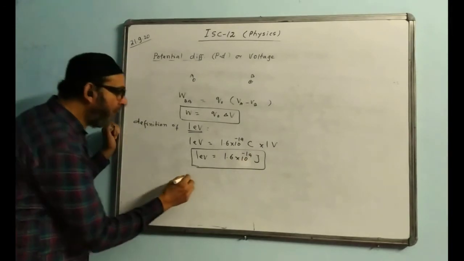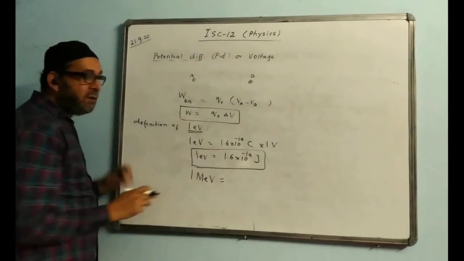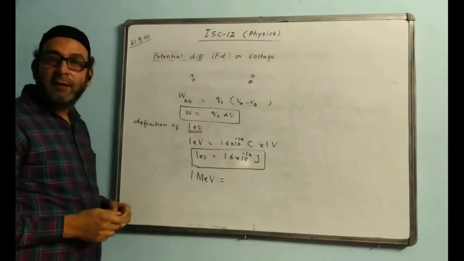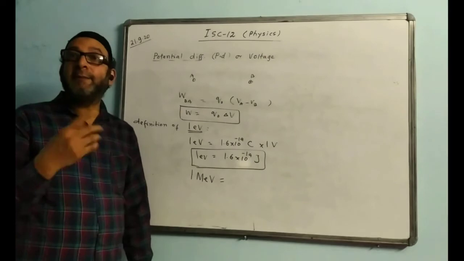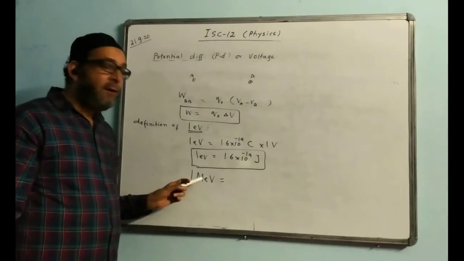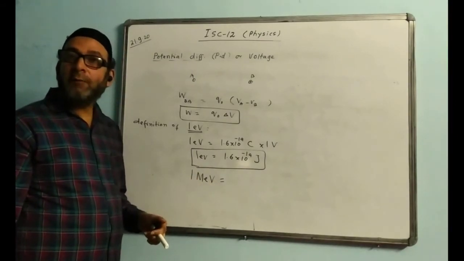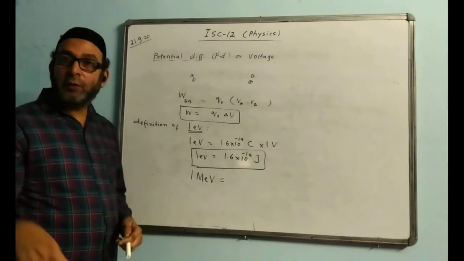Similarly, how to define 1 mega electron volt? Mega means 10 to the power of 6. How do we define it? We say it is the amount of energy gained by an electron, electron will always be 1, by a PD of 1 megavolt, or by a value of 10 to the power of 6 volt.